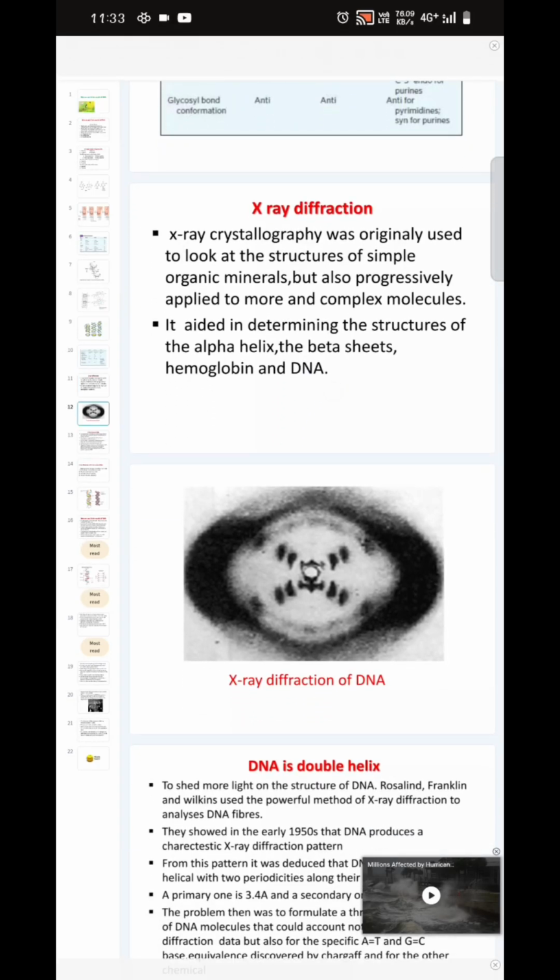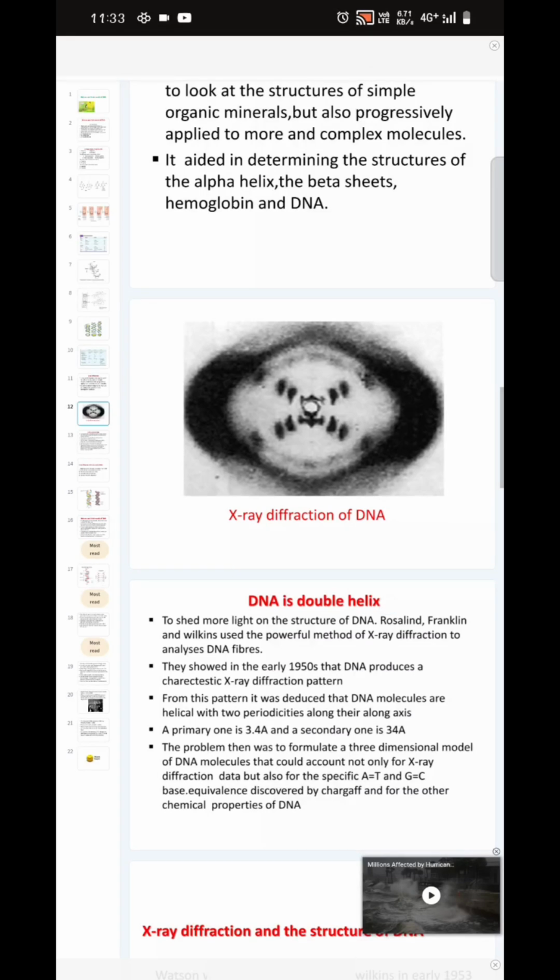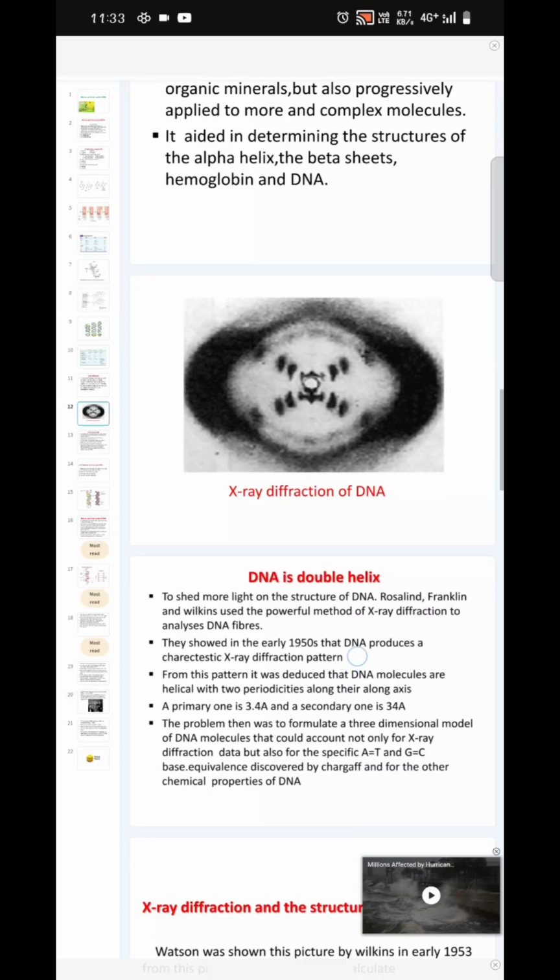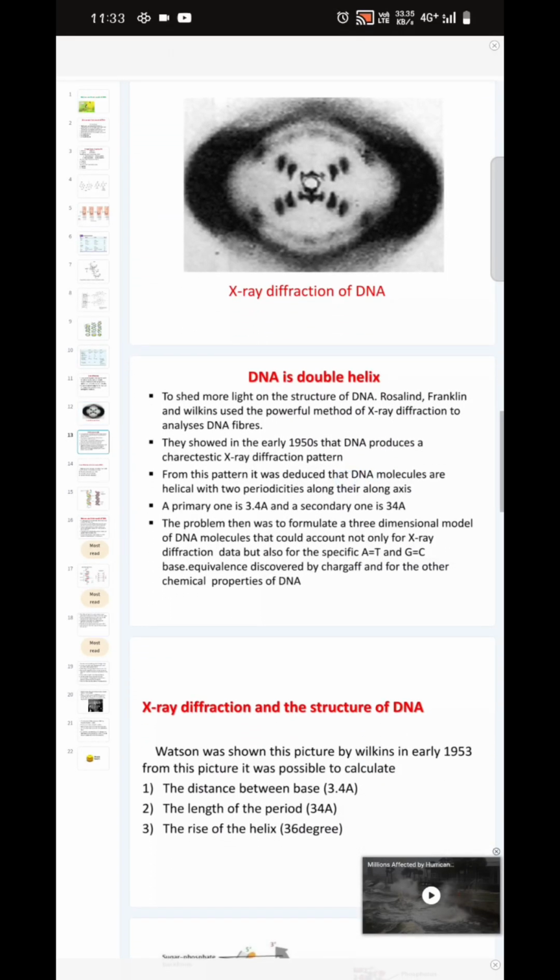X-ray diffraction. X-ray crystallography was originally used to look at the structures of simple organic minerals, but was progressively applied to more and more complex molecules. It aided in determining the structures of the alpha helix, the beta sheets, hemoglobin and DNA. X-ray diffraction photo, friends. X-ray diffraction of DNA.